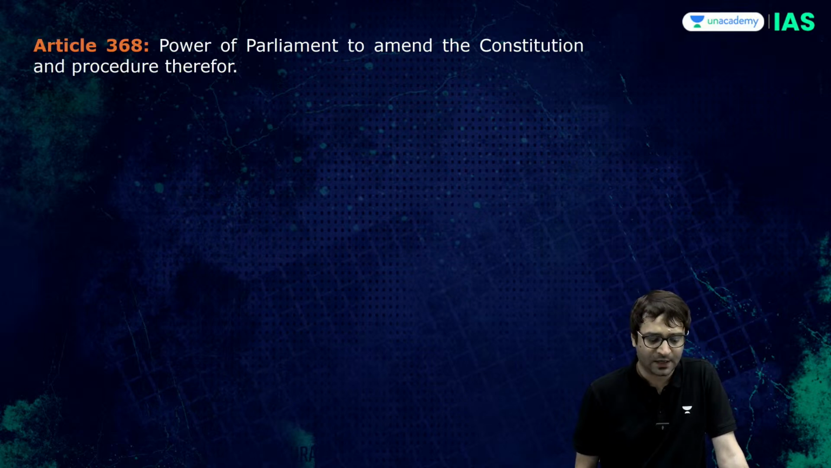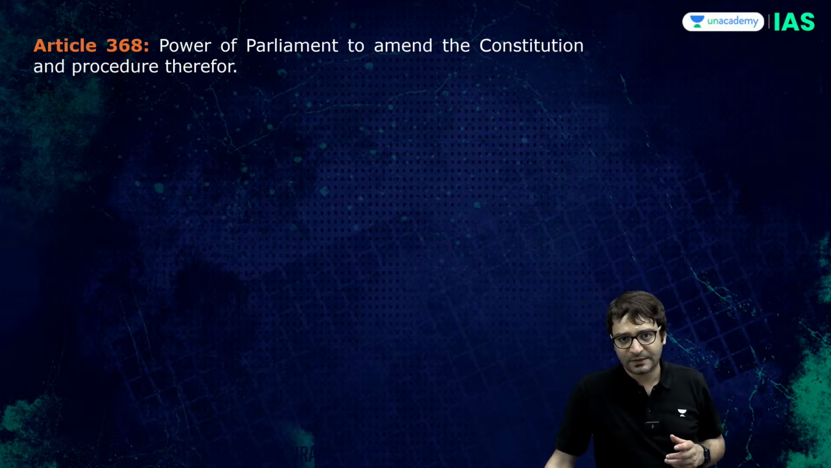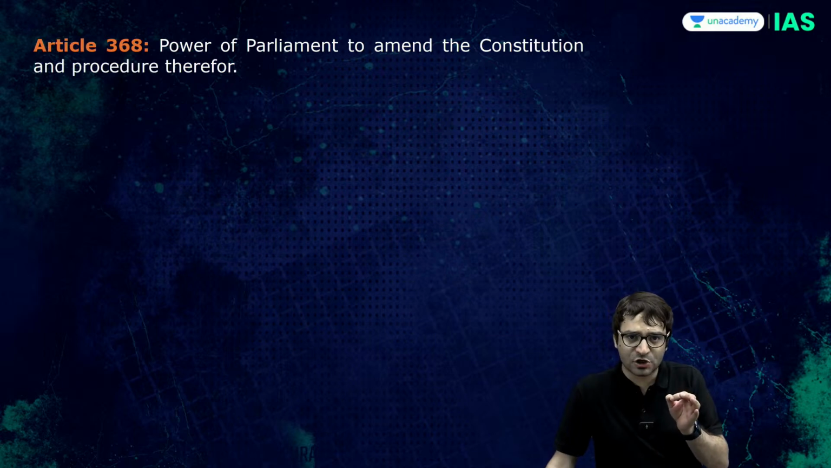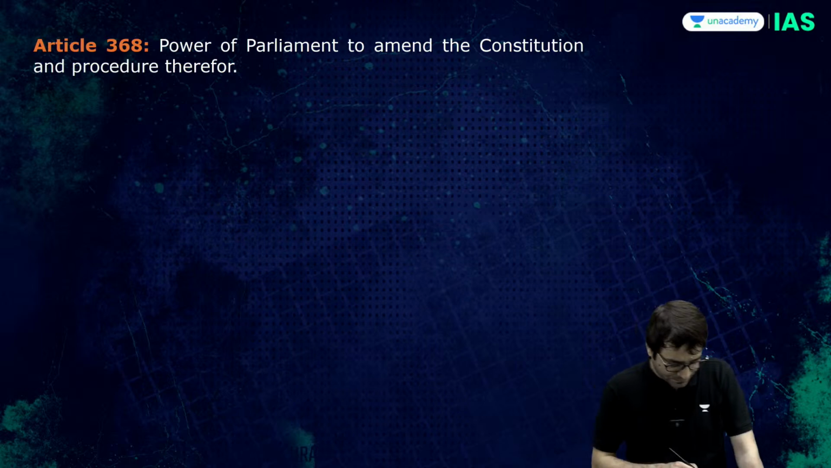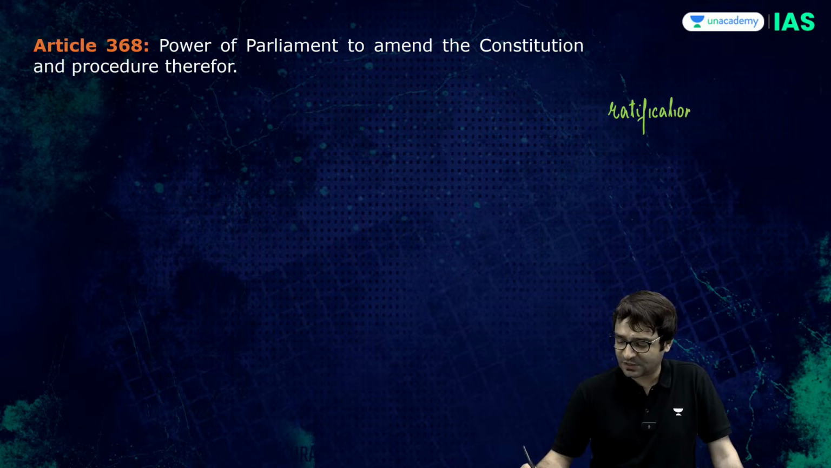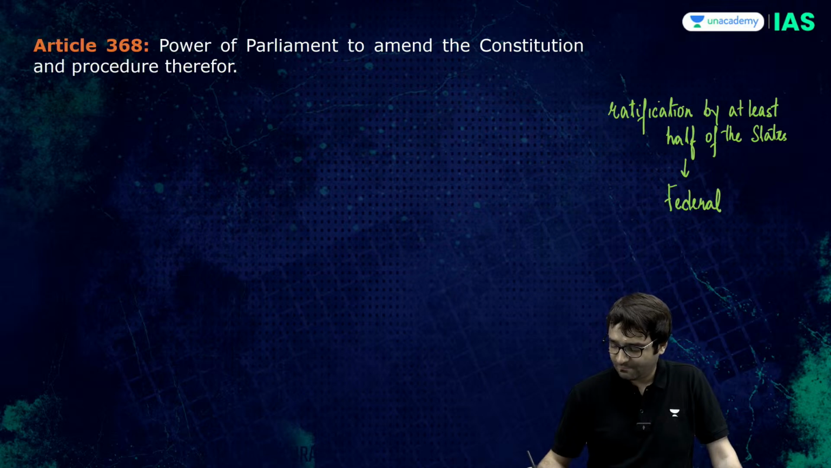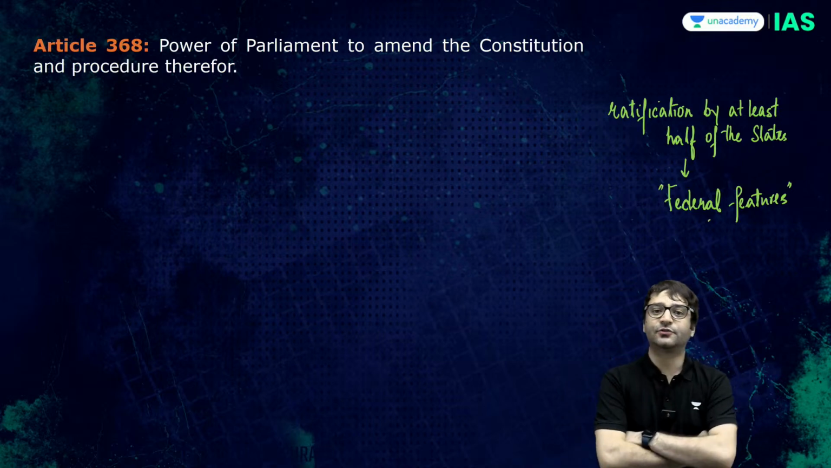The last article of the session, Article 368, power of the Parliament to amend the Constitution and the procedure therefore. How the bill is to be introduced in the Parliament to amend the Constitution. How, if some federal features of the Constitution are to be amended, you need ratification by at least half of the states as well. If you are amending federal features, and that is Article 368 of the Constitution.